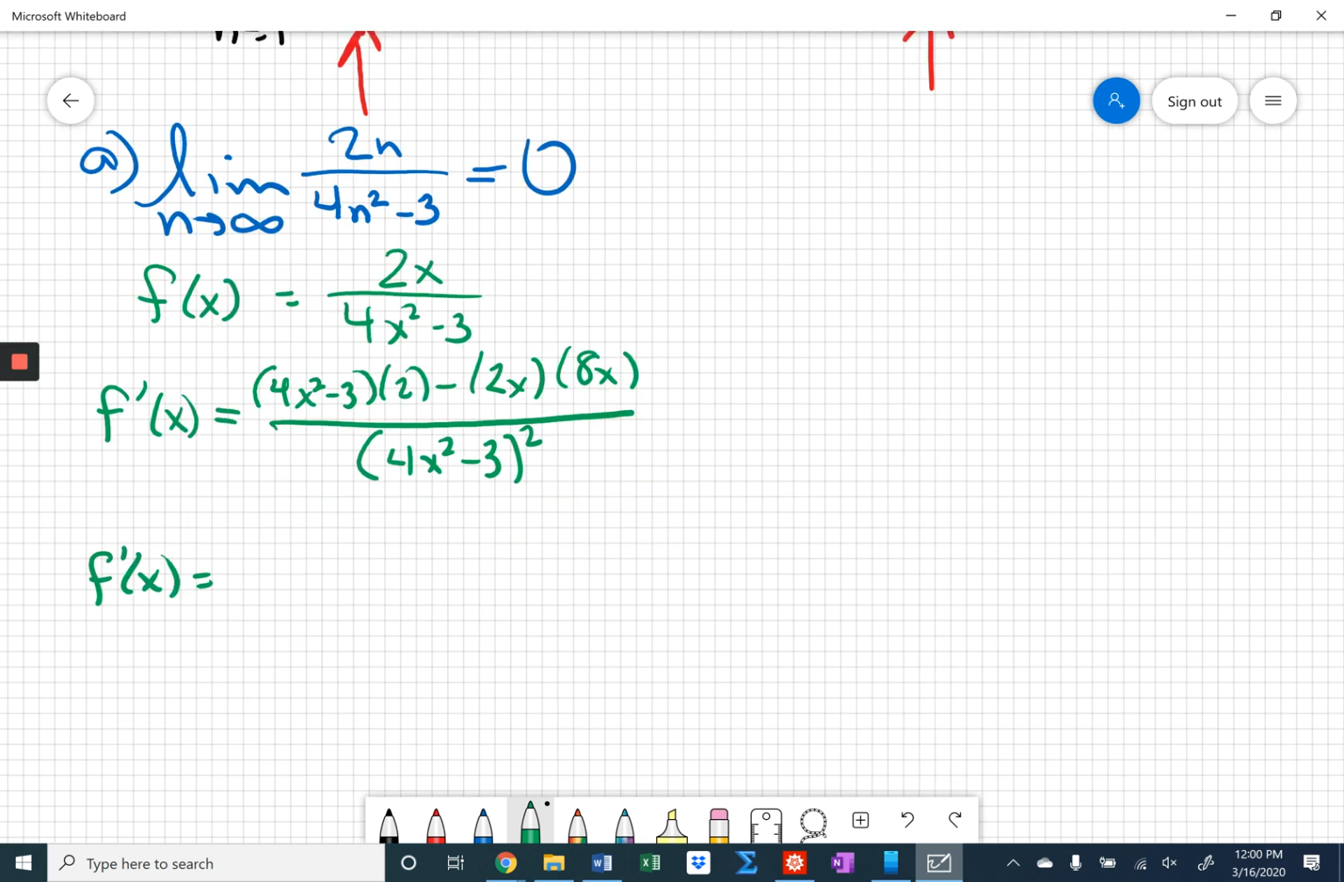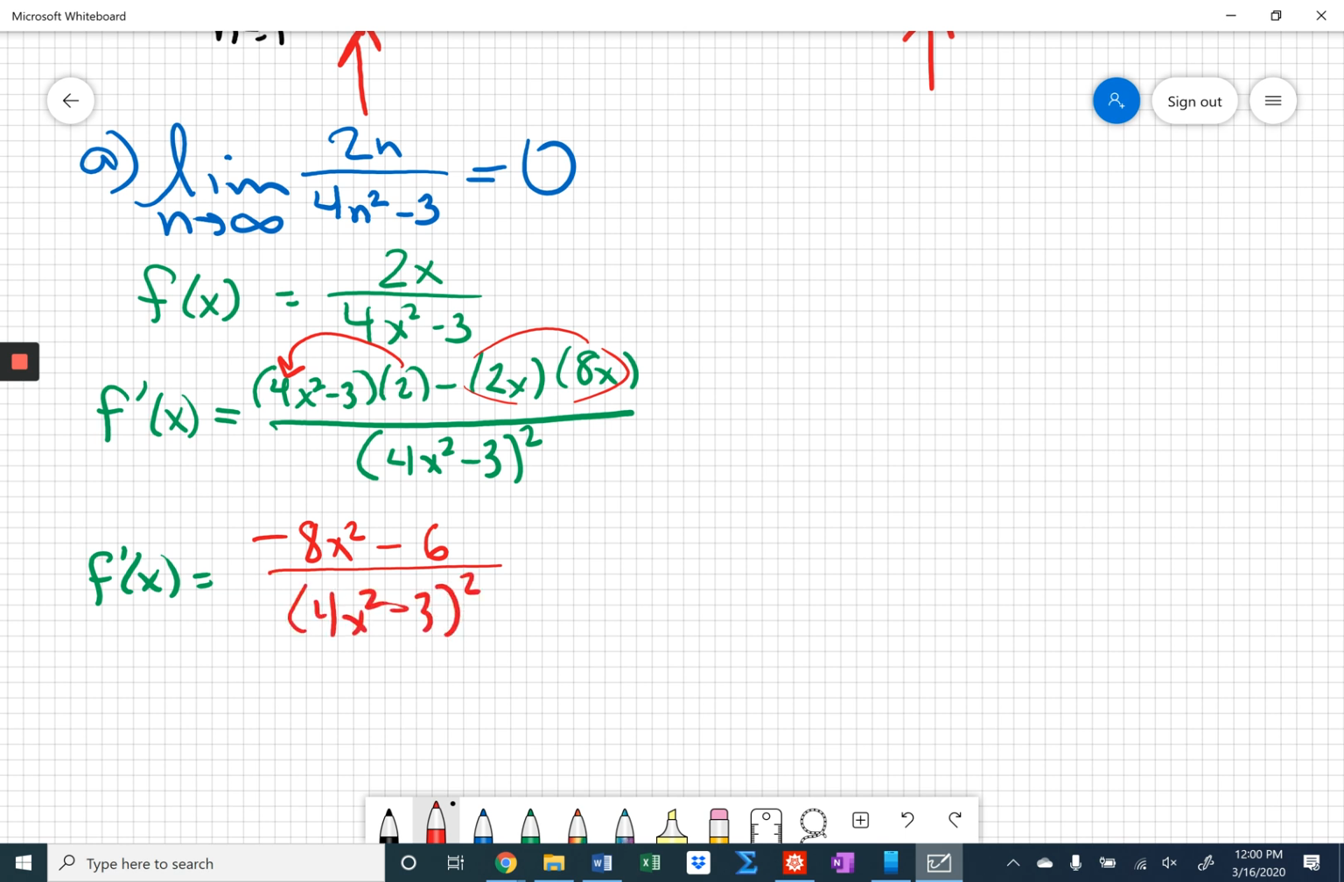Actually, no, let's not factor. Let's just multiply some things together, because notice that if I distribute here, I'm going to end up with a positive 8x squared. And then I get minus 16x squared from this over here. And that comes out to be a negative 8x squared. And then a minus 6 when I distribute the 2 to the 3. And then that's over 4x squared minus 3 quantity squared.